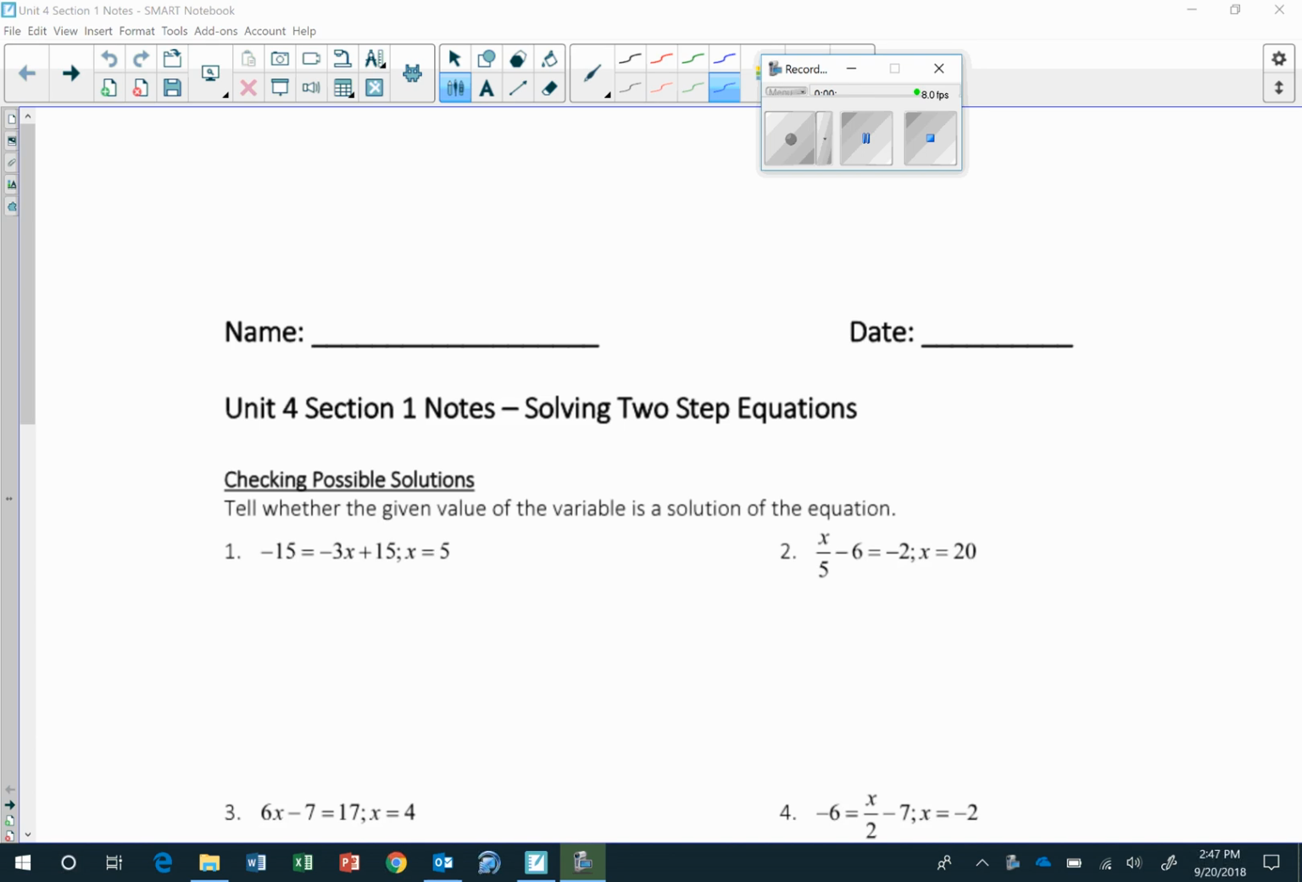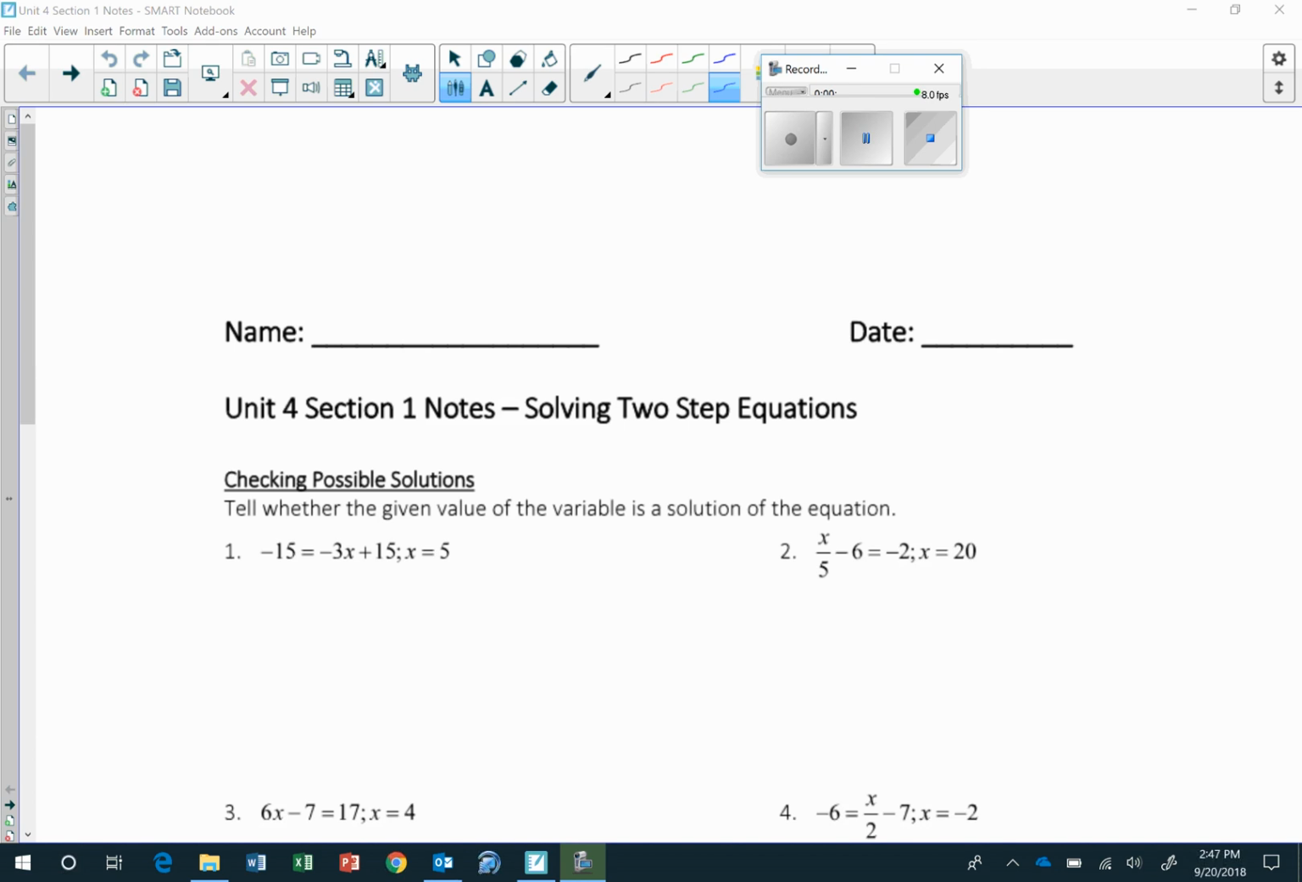In Unit 4 Section 1, we are building on what we did with solving one-step equations. We're going to move on to solving two-step equations. So again, we're just amping it up a little bit. Make sure if you have any questions, you ask your teacher.